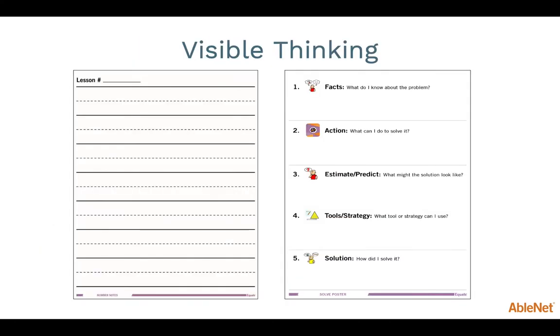2 very important content posters included to support visible thinking are the number notes, pictured on the left, and the solve poster, pictured on the right. As with the work mats, the solve poster and the number notes posters are dry erasable. The solve poster is used within every lesson and matches the lesson format to support teachers and students through the problem-solving process. There are 2 solve posters included in the curriculum.